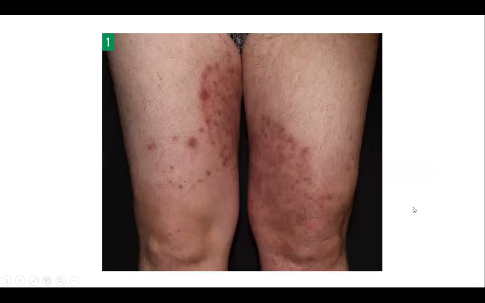Let's see. What is this? Tinea. And when it involves the hair follicles, what do we call it? Majocchi granuloma, very good. Majocchi granuloma. So this kind of tinea, where you cannot treat it with topicals, you have to give them oral.